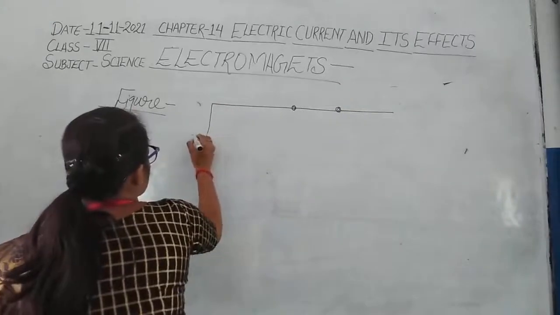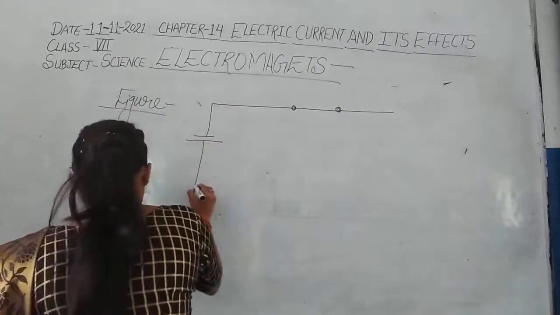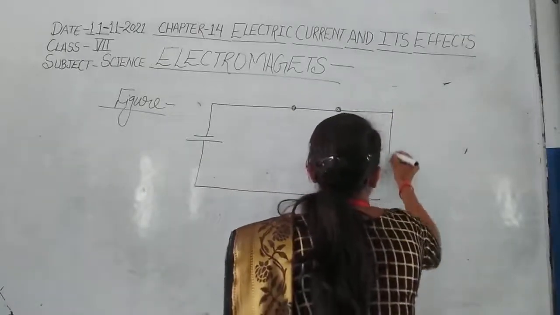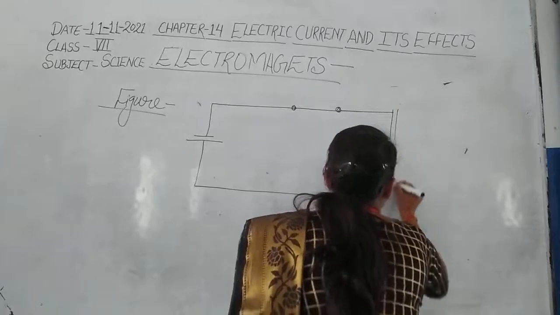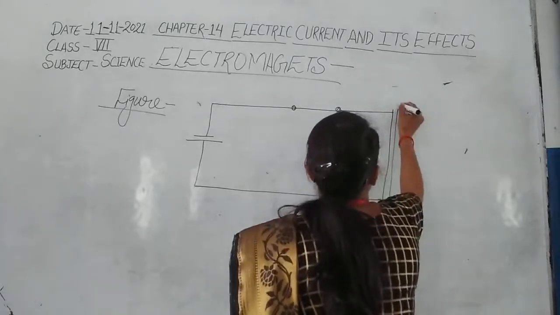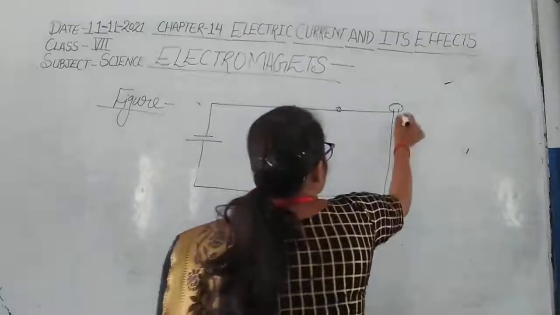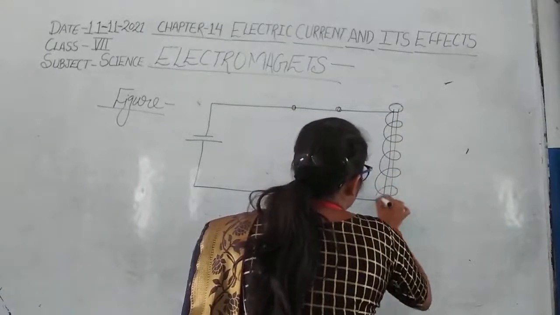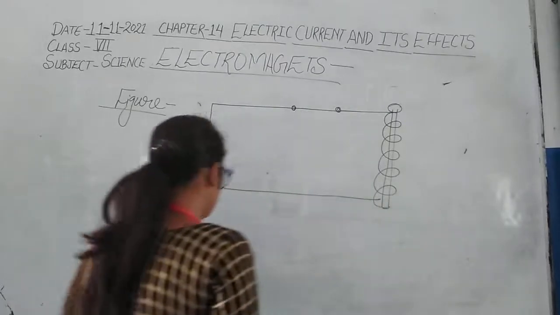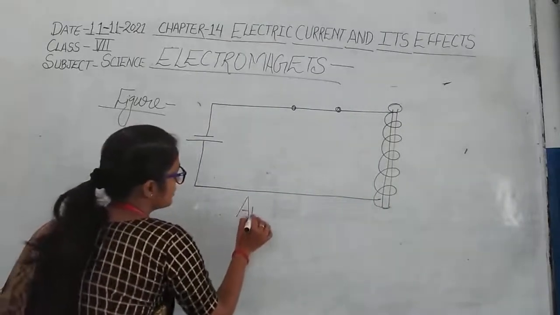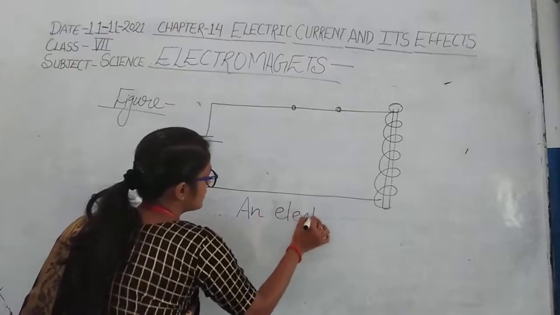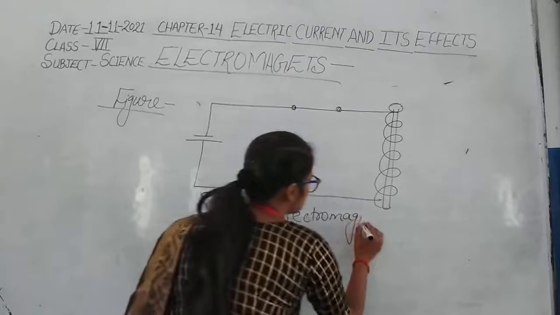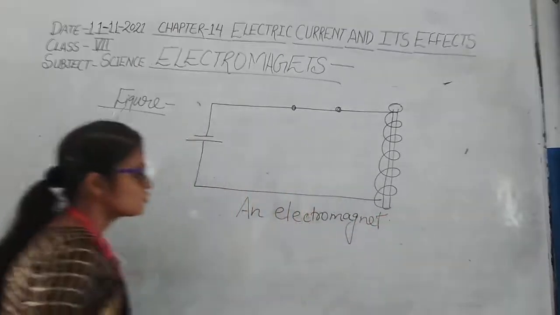Here we connected the cell, a single cell, and also here we connected a cell and a wire, a single arm, and electromagnet.